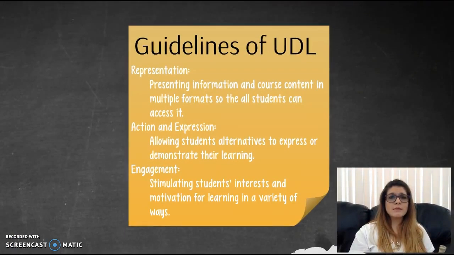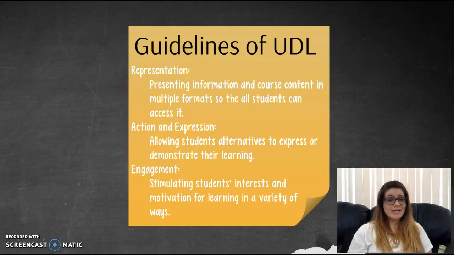So first we're going to talk about the guidelines of universal design for learning. There are 3 principles that go along with this. The first one is representation. We want to present information and course content in multiple formats so that all students can access it. We want to present the information in various multimedia formats. We need to provide alternative information in the different styles of learning.